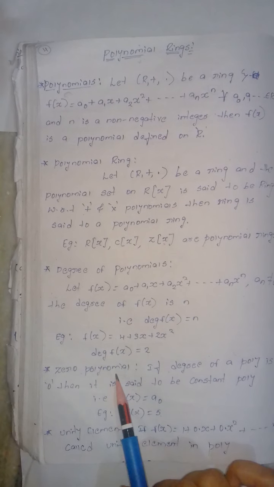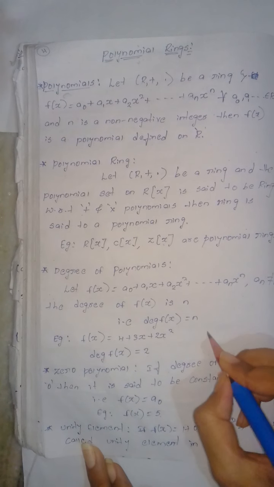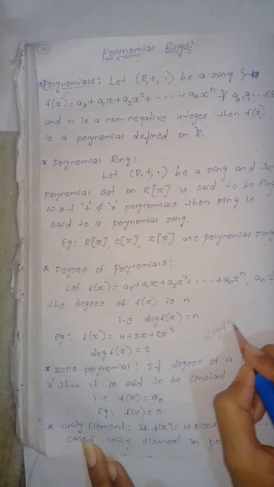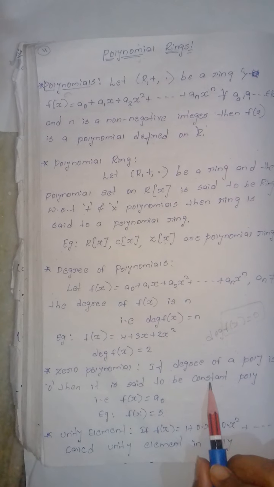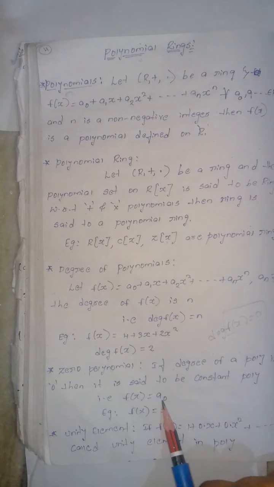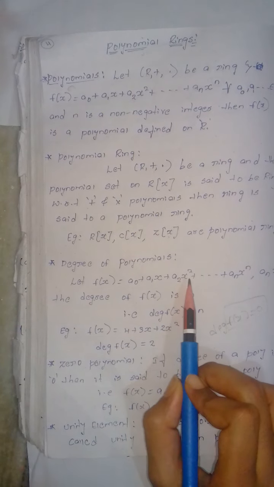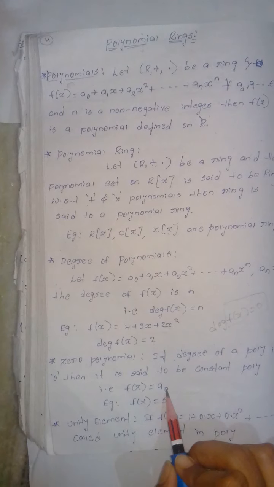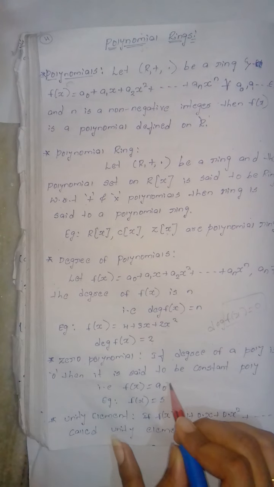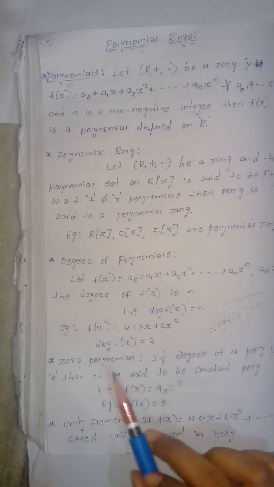Next, zero degree polynomial. If the degree of a polynomial is 0, means if degree of f of x equals 0, then that polynomial is said to be a constant polynomial. Example, if f of x equals a naught, here we don't have x variables. In general, you have x variables and the x variable power will be the degree. Here, coming to the constant polynomial, we don't have x, means we can write it as x power 0, means here the degree will be 0. So we will call a polynomial of degree 0 a constant polynomial.